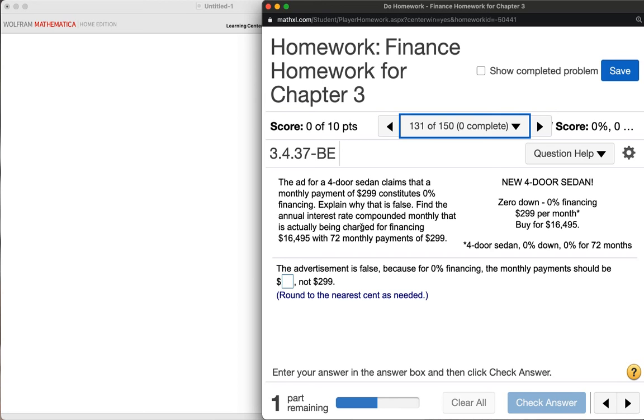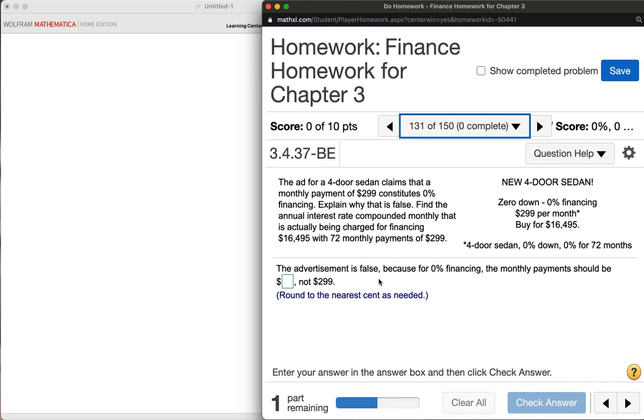Find the annual interest rate compounded monthly that is actually being charged for financing a $16,495 car with 72 monthly payments of $299. So according to the advertisement, we can buy a new four-door sedan, 0 down, 0% financing for $299 per month, or you can buy it for $16,495. It's a four-door sedan, 0% down, 0% for 72 months.